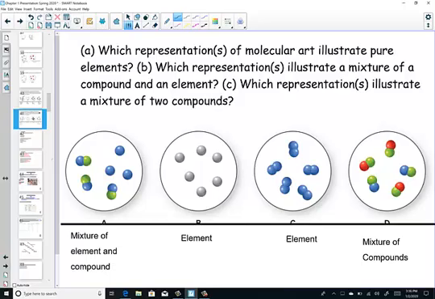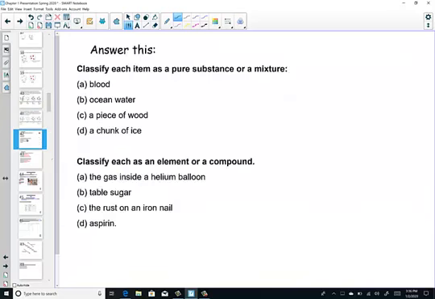Classify each as a pure substance or a mixture. Classify each as an element or a compound. I'm going to encourage you to pause. Make sure that you give yourself practice, and then let's check them when you're ready. Come back and let's check together. Okay, welcome back. Let's give it a check.